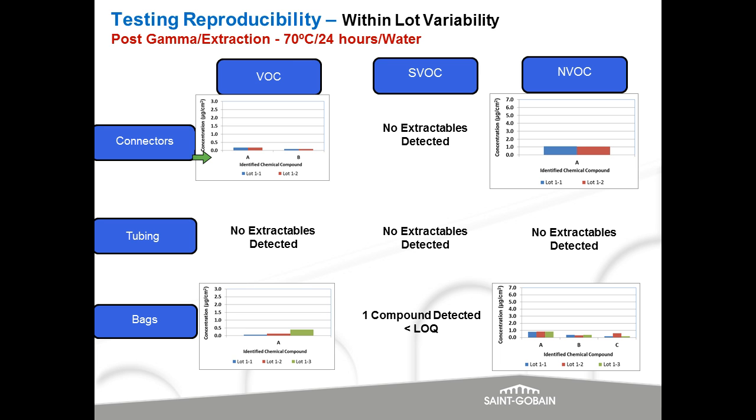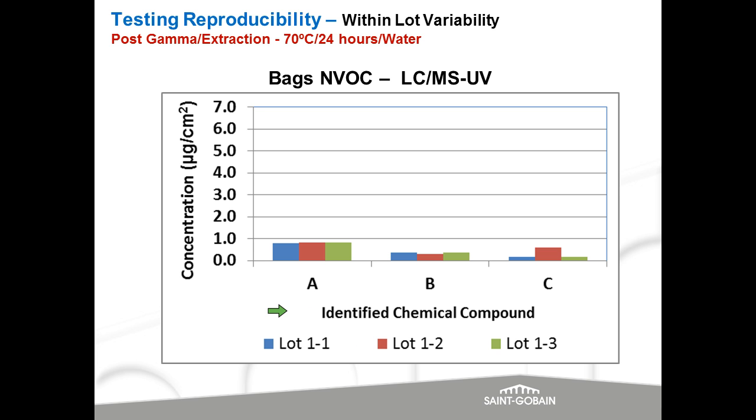And again, you can see there's very little variability from lot 1.1 to lot 1.2, which is the same lot, just extracted twice. A little bit more variability, but very small compared to the overall levels. And again, very little variability from one extraction to the next. I'll focus in on one of them specifically so we can get a better idea of that. We had 3 different extractions on the same lot of material, and again, we saw very consistent results from all 3 compounds that were identified.